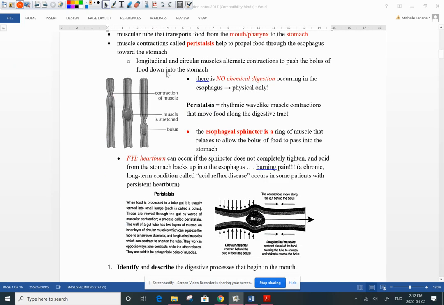Now, you might have heard of heartburn, right? People get heartburn. This is a fairly common condition. You might have even had it, that kind of pain in the center of your chest. And people who get this a lot, it's a chronic, long-term condition for them, and they call it gastroesophageal reflux disorder, or GERD.